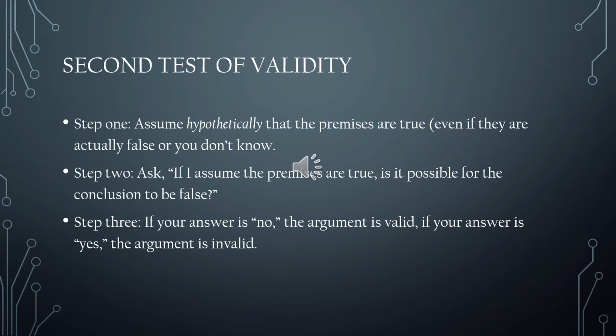And then the way you answer that question, is it possible for the conclusion to be false, determines whether the argument is valid or not. If your answer is no, meaning it would not be possible for the conclusion to be false if the premises were true, then you've got a valid argument. That argument would preserve the truth. Whereas if your answer is yes, it is possible for the conclusion to be false, even if the premises were assumed to be true, then you have an invalid argument. And again, this is just applying our concept of truth preservation. Does the argument preserve the truth or not if we make the assumption that the premises are true?